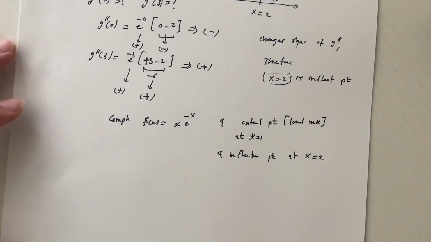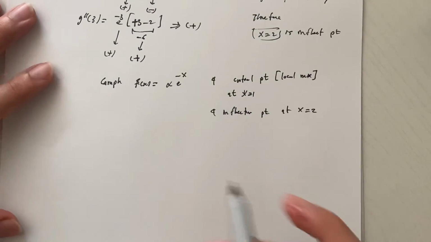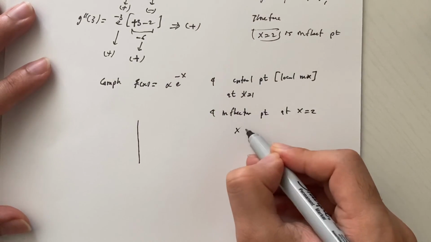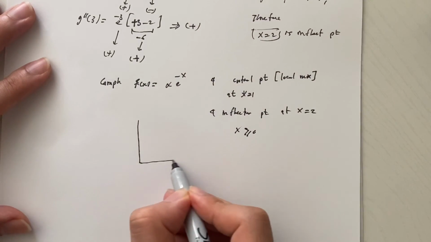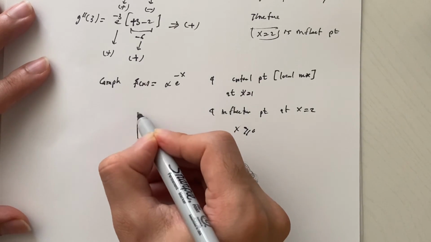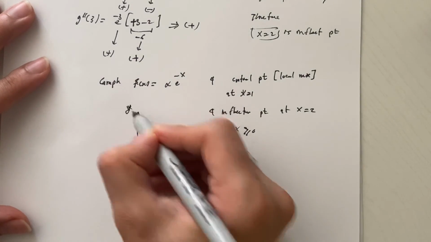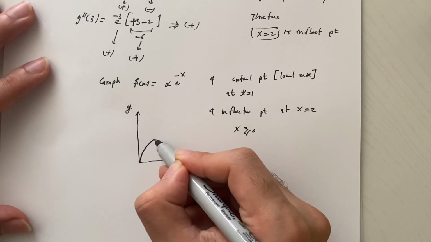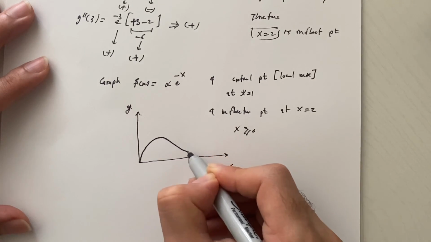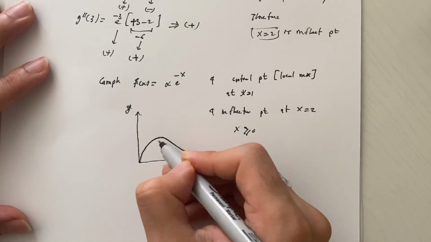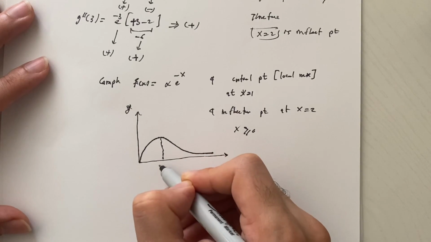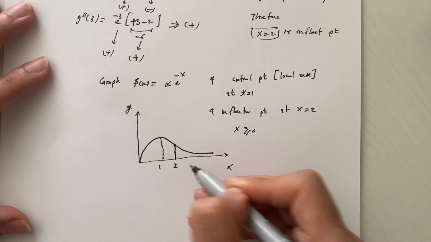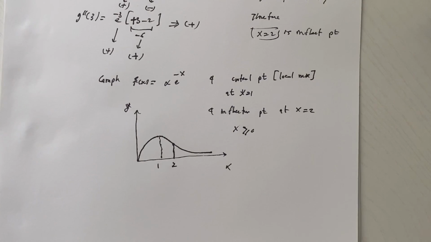Now what we want to do, we want to graph the function, and we found that the critical point, a local max, is at x equal to 1, and then our inflection point is at x equal to 2, and we want to draw it where x is greater than or equal to 0. So notice here, this is our local max and this is our inflection point.